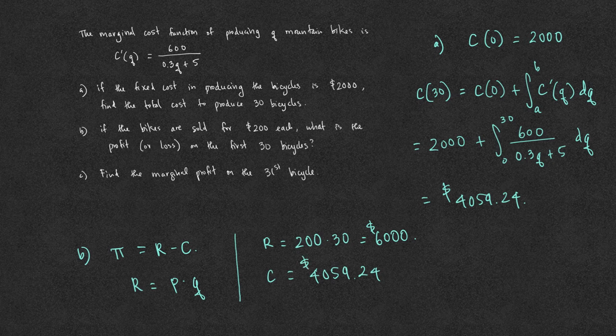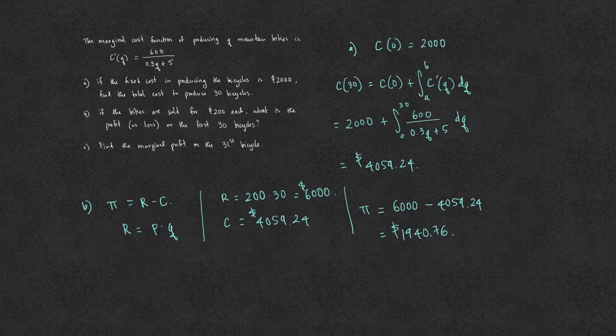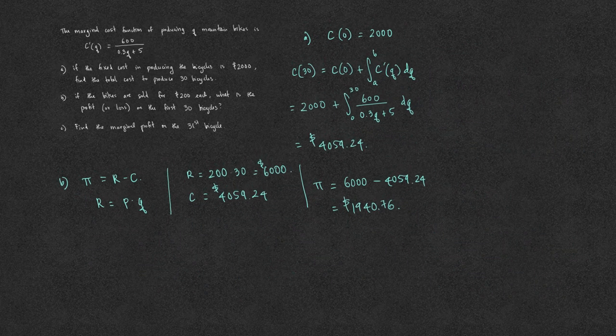The cost to produce 30 bicycles we found from the previous part is $4,059.24. So the profit is therefore 6,000 minus $4,059.24. This is $1,940.76.